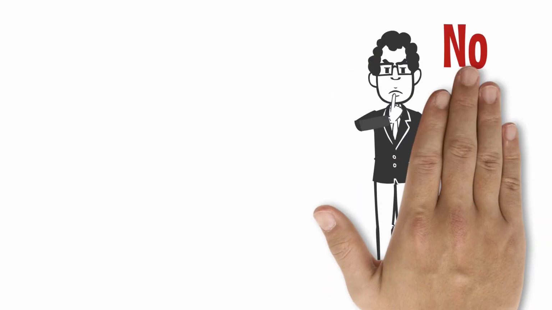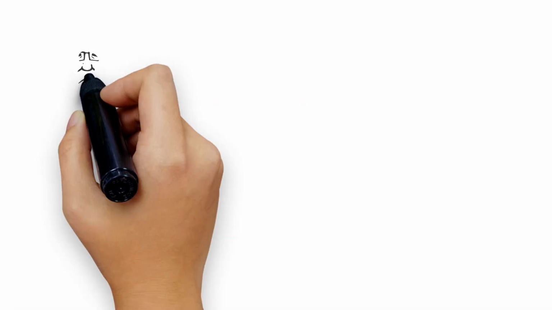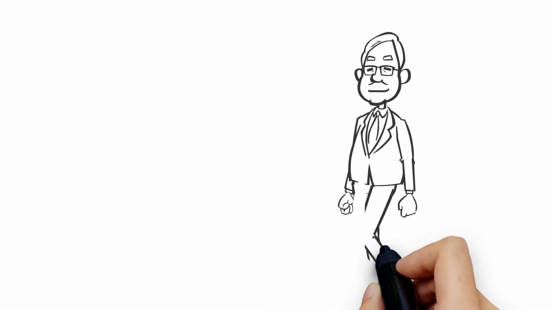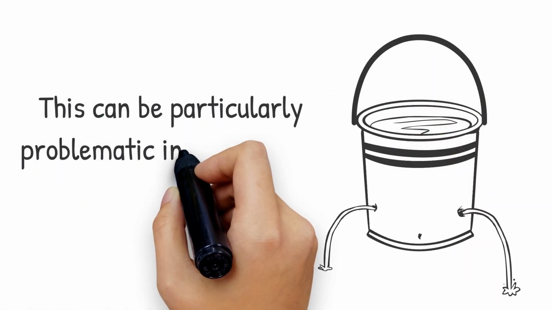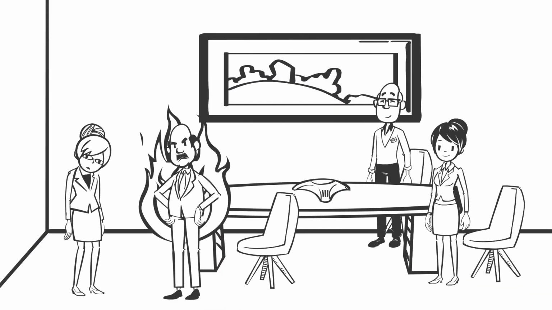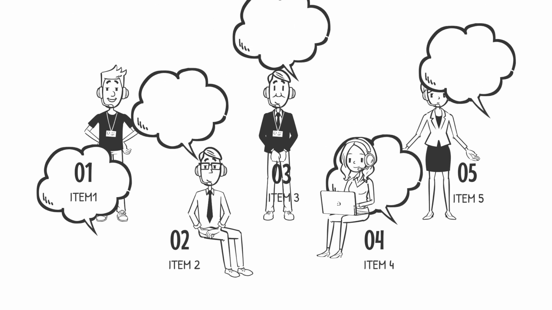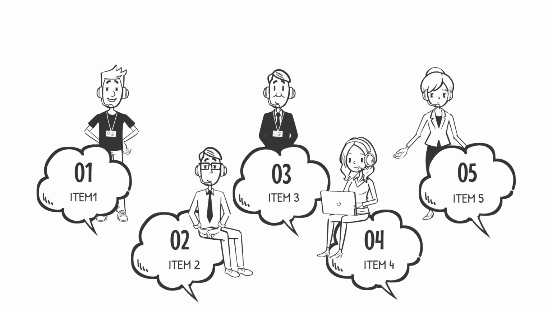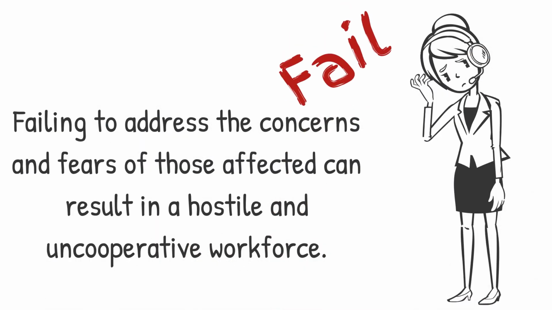Furthermore, negative stakeholder reactions can also stem from concerns about the fairness and equity of workforce planning decisions. If employees believe that certain groups are unfairly favored or disadvantaged in the planning process, it can lead to resentment and pushback. This can be particularly problematic in cases where layoffs or restructuring are involved. Another factor contributing to negative reactions is the failure to consider the human element. Workforce planning often focuses on numbers, skills, and roles, but it should also account for the emotional and psychological impact on employees. Failing to address the concerns and fears of those affected can result in a hostile and uncooperative workforce.